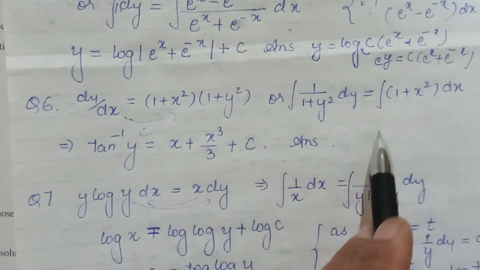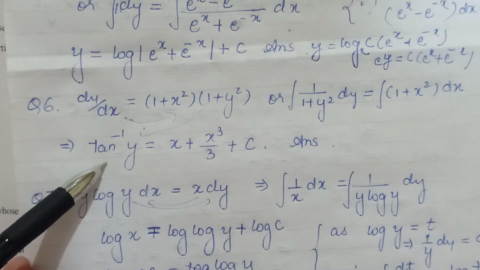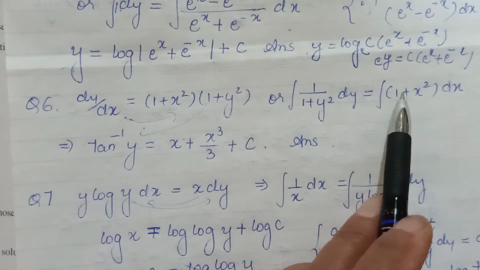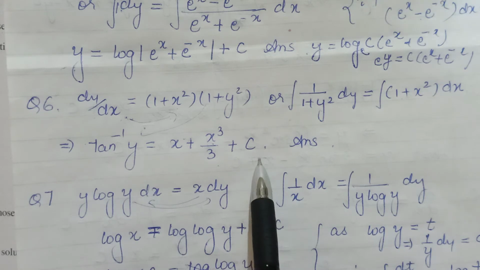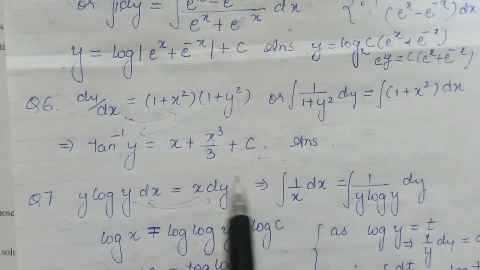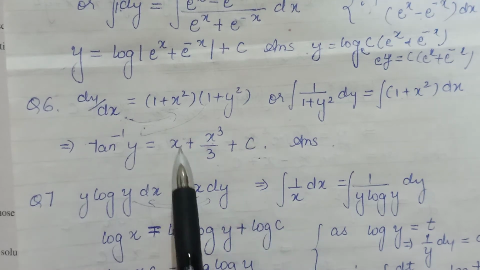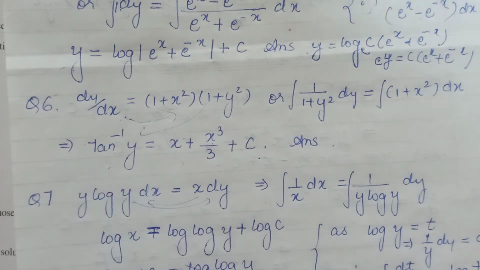Now integrating both sides. So integral of this is, we know that's your standard result, tan inverse y. Integration of 1 is x, integration of x square is x cube upon 3 and plus the constant of integration. आप आंसर ऐसे भी छोड़ सकते हो, या y is equal to इतने पूरे का tan, but tan के अंदर इतना बड़ा expression लिखना is not advisable, so leave your answer like this.